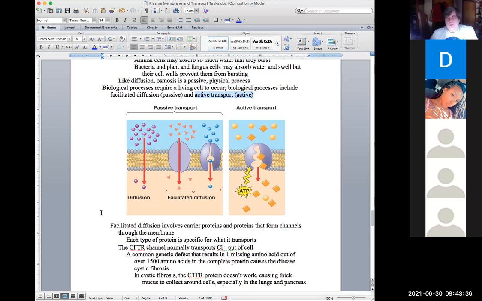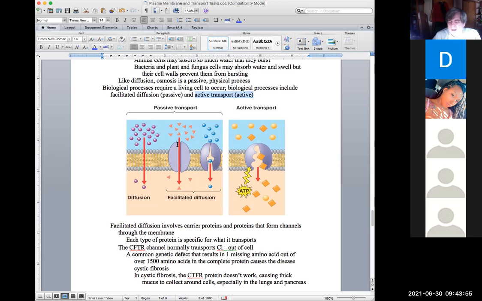So diffusion has one main disadvantage. Well, two, I guess. It's really slow. Now, the other thing is, keep in mind, ultimately, diffusion can only move things from the side of the membrane where they're at a high concentration to where they're at a low concentration.